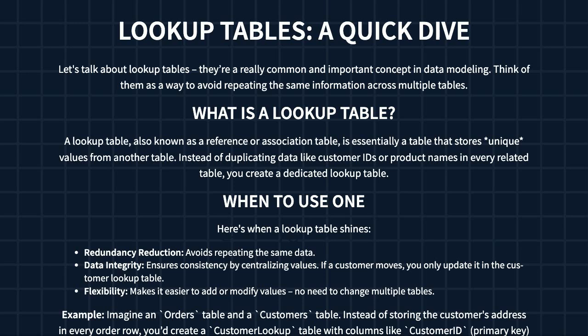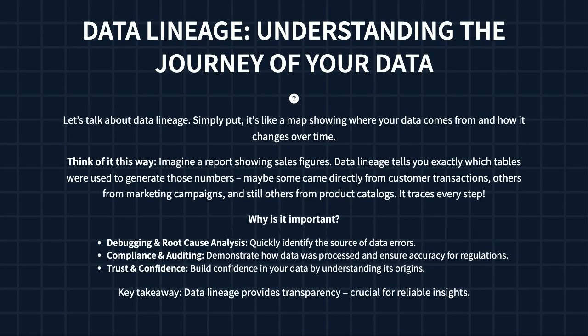Think about an orders table and a customers table. You wouldn't want the customer's address repeated in every order row, right? So a customer lookup table would hold all those addresses, and the orders table would link back to it using a foreign key.